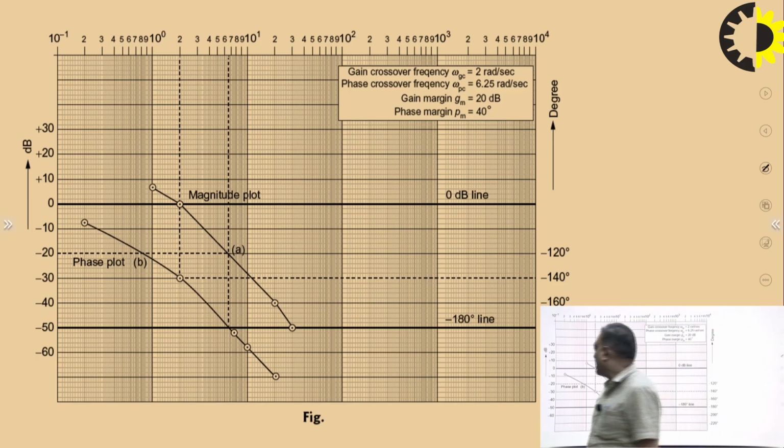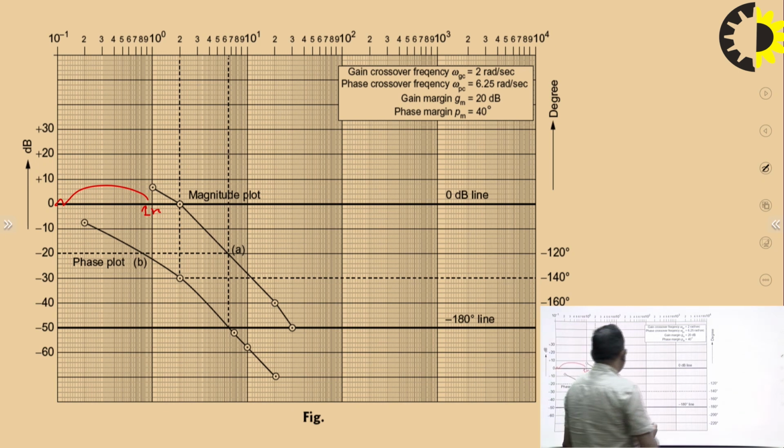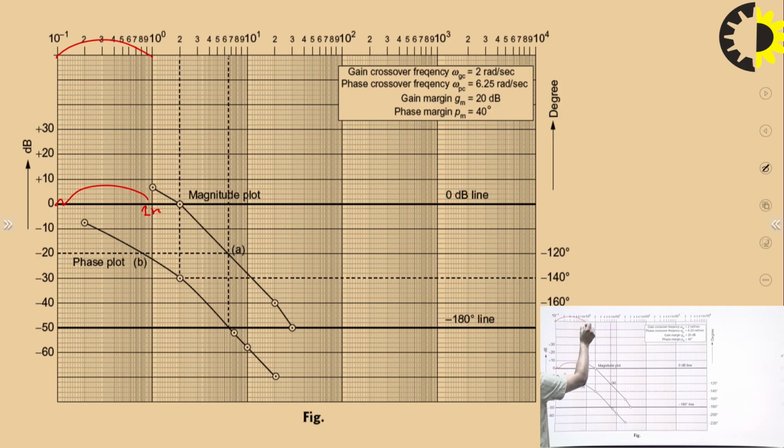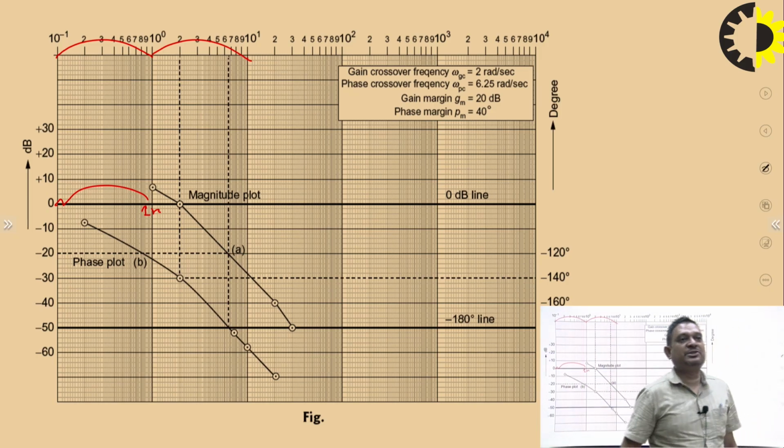You can see the magnitude plot. This is the 0 dB line, and here we have taken 1, but this value is 1 radian per second. You can start this value from here also. And one important thing is, in the log paper, the complete span from 10 to the power 0 to 10 to the power 1 is called 1 decade, wherein frequency changes 10 times.